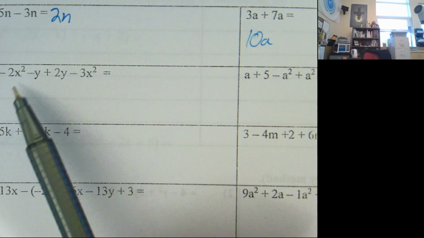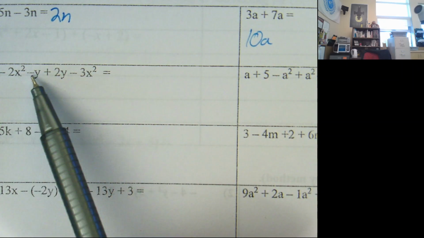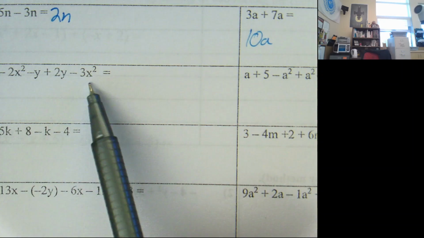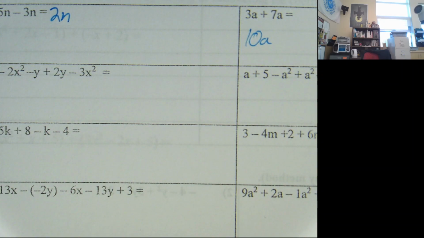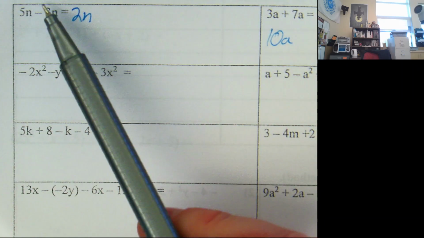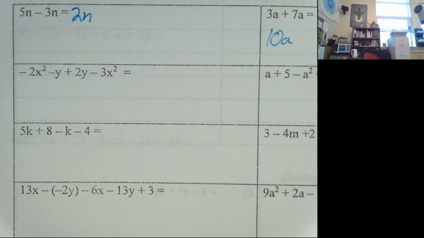Here we go. I've got -2x squared minus y plus 2y minus 3x squared. So now all I've done is the exact same thing I did here, but now I did it twice with different letters. I've got n's and a's together. In this case, x's and y's together.